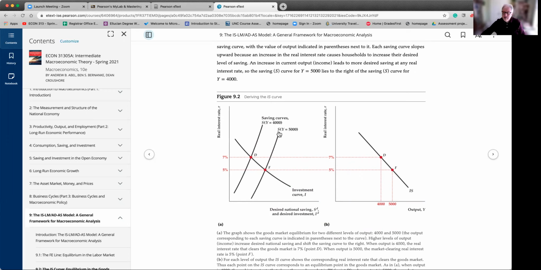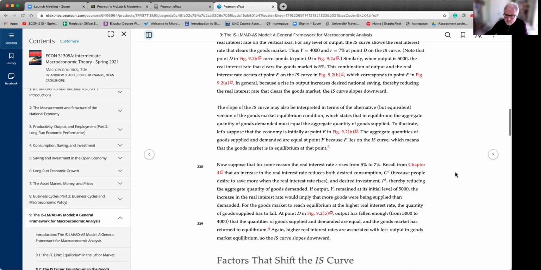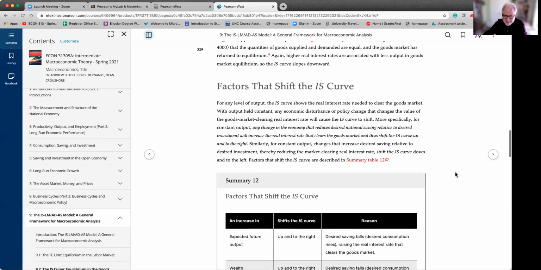Things that shift desired investment or desired saving that don't have to do with real output are things that are going to shift the IS curve, either up or down. In other words, things that are going to either increase the equilibrium real interest rate in the goods market for a given level of real GDP or reduce it. So we start out by deriving the curve itself and understanding where it comes from, and then talk about what actually shifts that curve. All right, so that's the second part of this section.